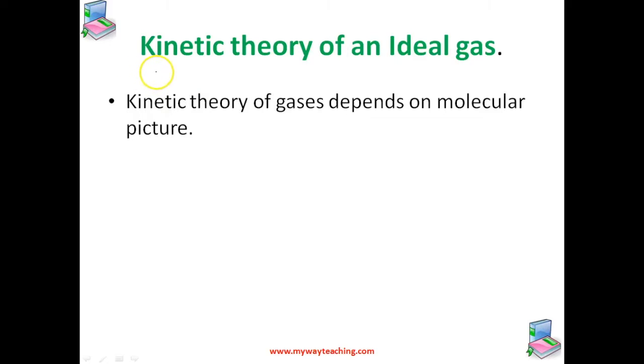In this part, we are going to discuss one of the important concepts, that is the kinetic theory of an ideal gas. Kinetic theory of gases mainly depends on the molecular picture, which means molecular structure. A given amount of gas is a collection of a large number of molecules, isn't it? They are in incessant random motion. Those molecules, or we can say the collection of molecules, will be in random motion.